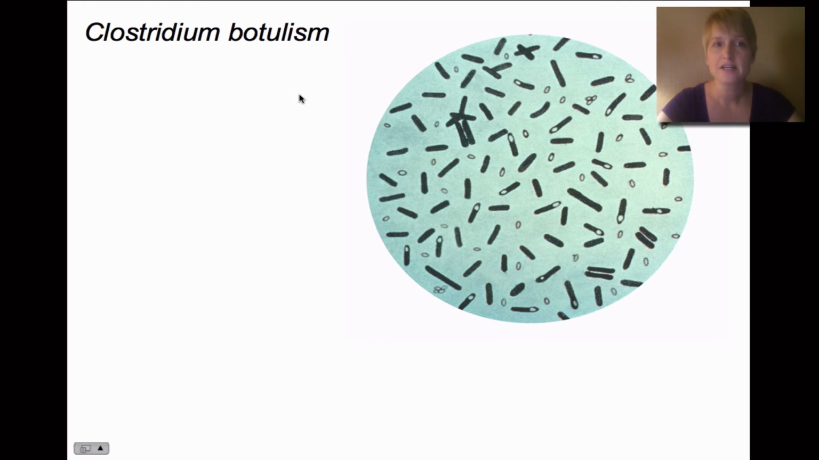Another type of bacteria is Clostridium botulism, and this is in a rod shape, as you can see from the picture, but botulism is food poisoning, and so we see this a lot in cans that get dented. If a little hole is in the canned food, and then air can get in there, botulism will form inside of that can, and that's a type of food poisoning. The same bacteria is what is used when women get Botox injections.